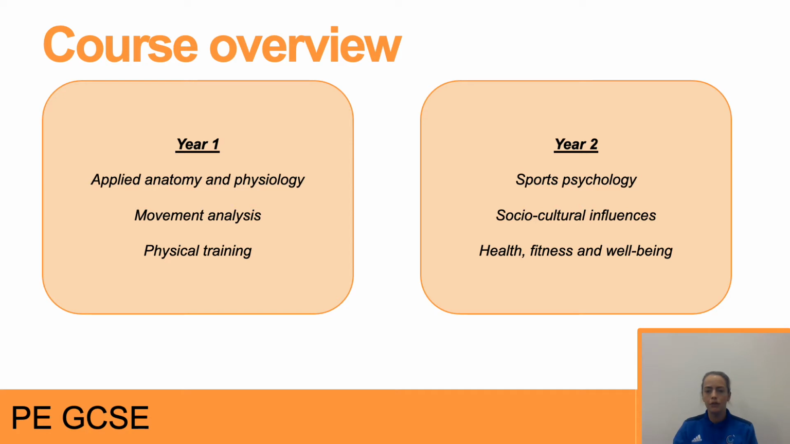In Year 2, then we move on to sports psychology as our first content. This covers things such as informational processing, arousal, aggression, classification of different skills. Social cultural influences looks at different impacts of commercialisation, technology, spectator behaviour in sport and how that's had its impact over the years. Then health, fitness and wellbeing looks at different things such as nutrition, energy use, different body types.